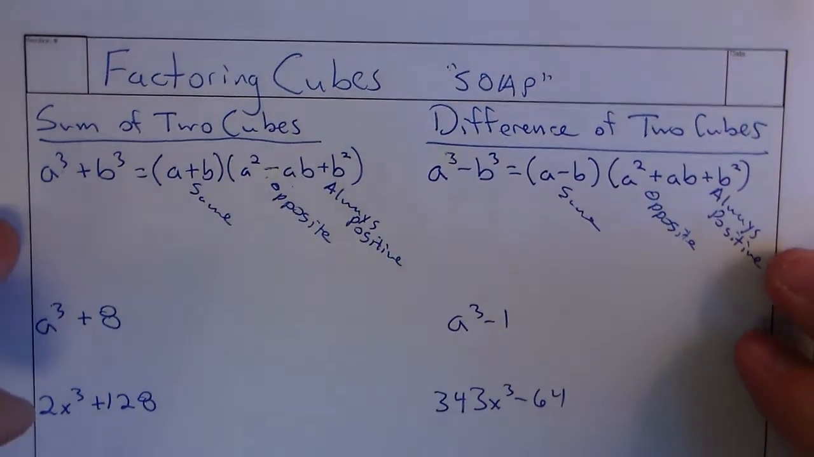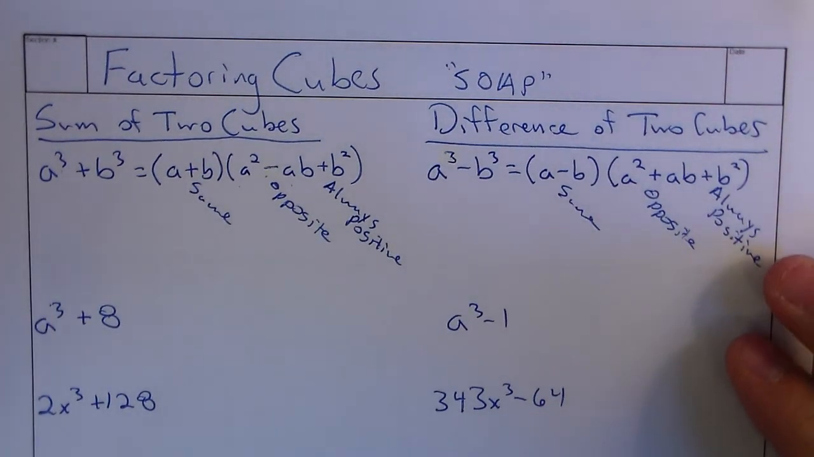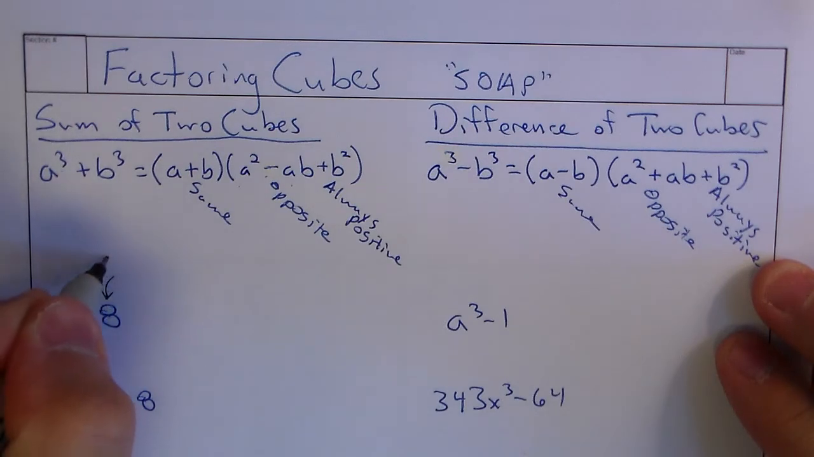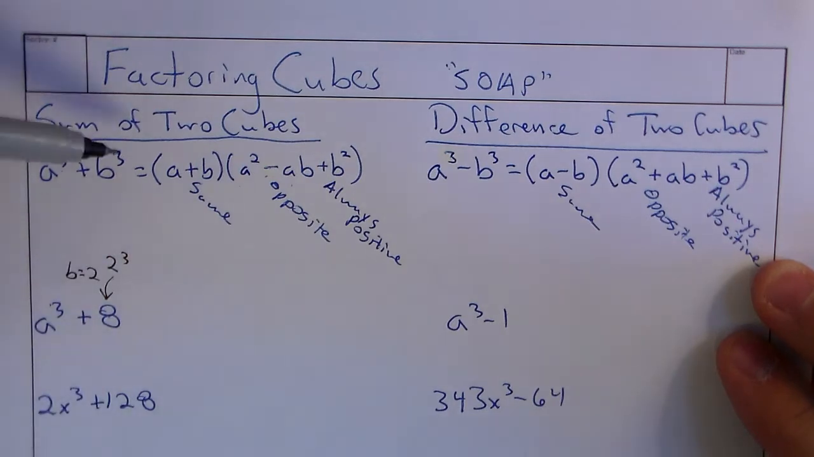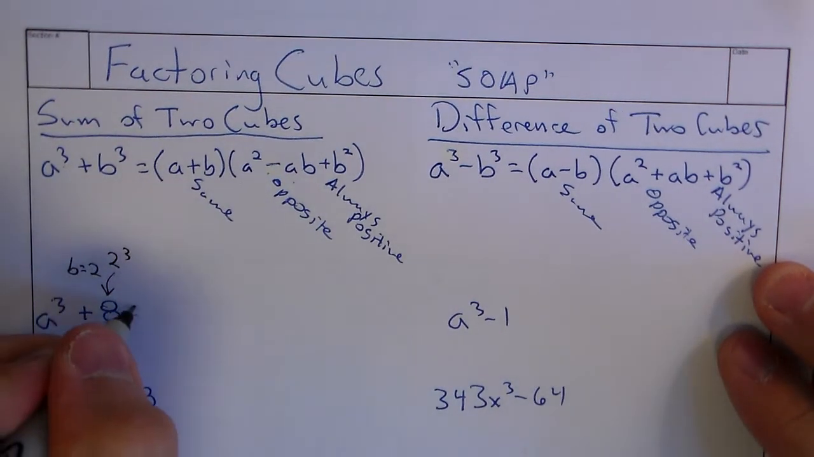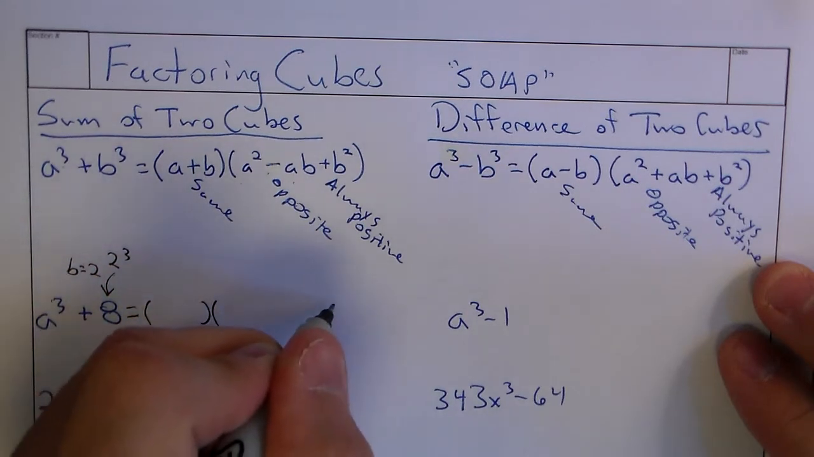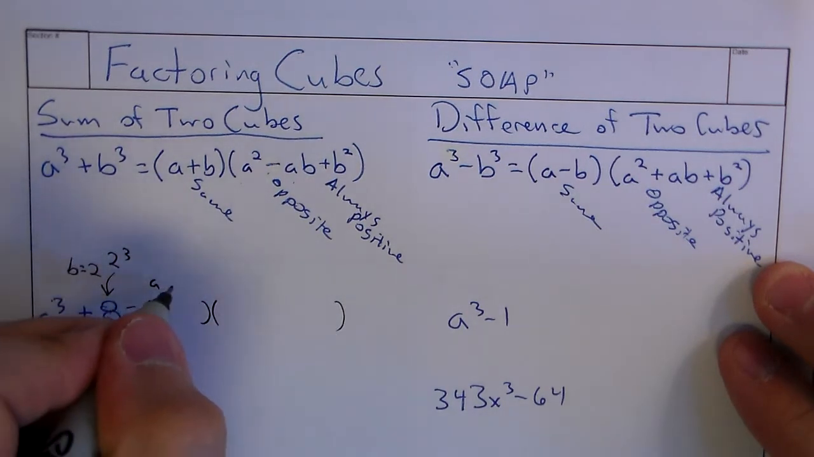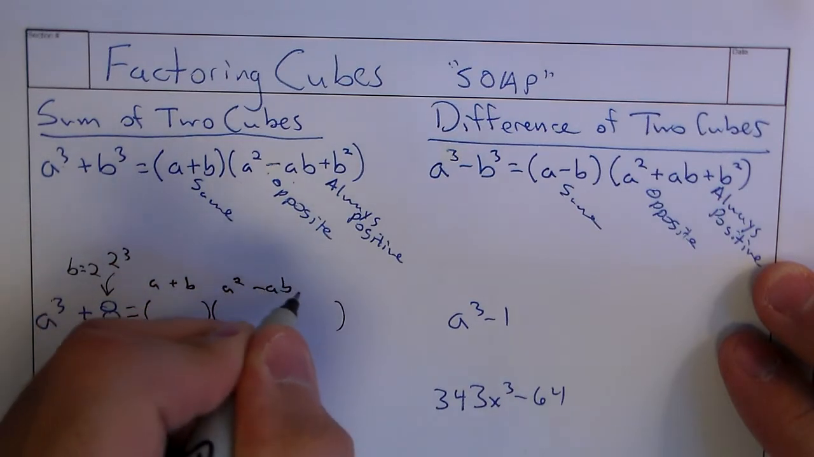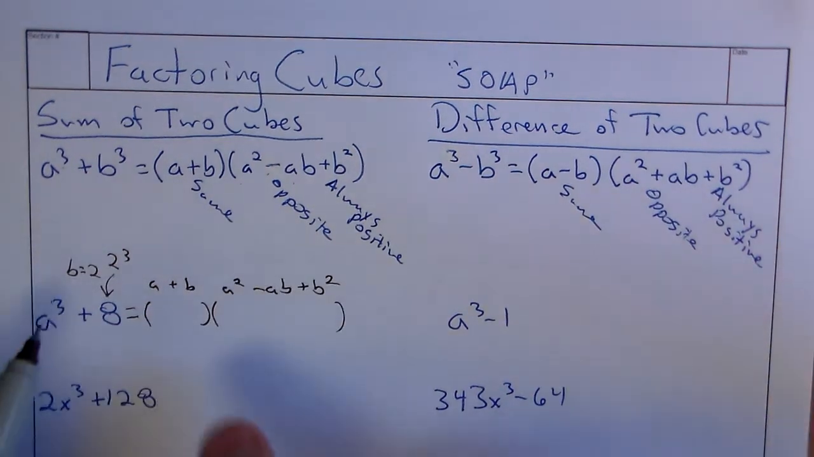So let's work through a few examples of this. So a to the third plus 8. Now 8 is 2 to the third. So I'm going to think that b in this case is 2. And I'm going to use the same template that I have up here. So the template followed: it was a plus b, a squared minus ab plus b squared. I'm just going to fill in what I got.